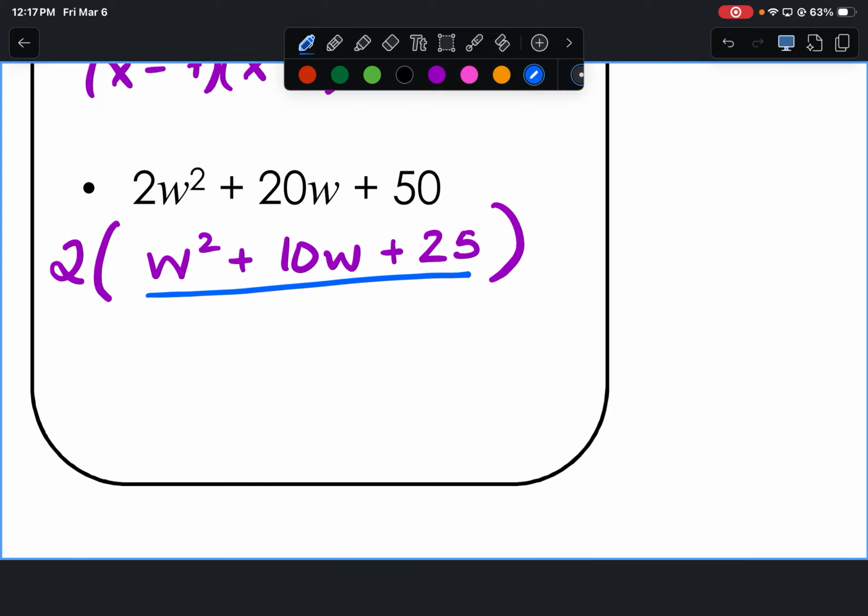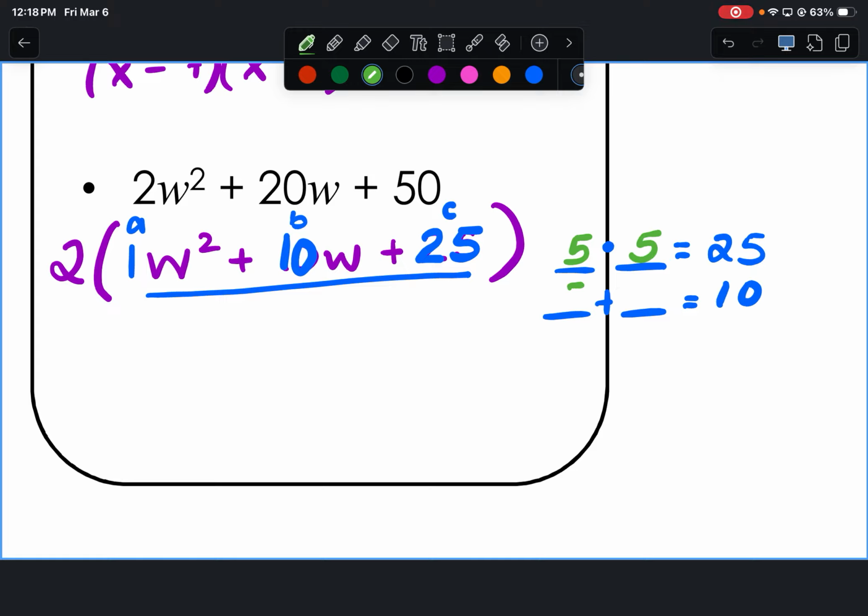What is the A in that trinomial? 1. What is the B? 10w. Okay, what is the C? 25. Okay, and we're going to set this up to figure out what multiplies to give us A times C. What is A times C? 25. And we have to figure out what adds to give us our B. What multiplies to give you 25 but adds to give you 10?